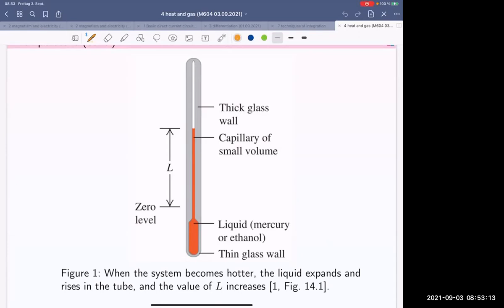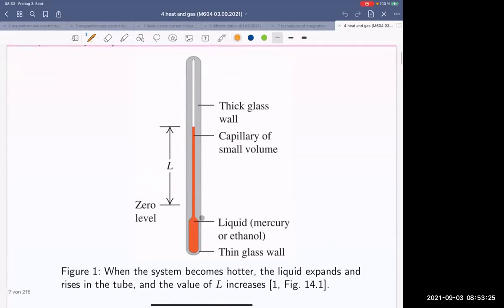Okay, yeah, when the liquid expands, we will get the rising level of the mercury or ethanol, right? And the value of L increases. Okay, and we use the scale to measure the temperature of the porridge.